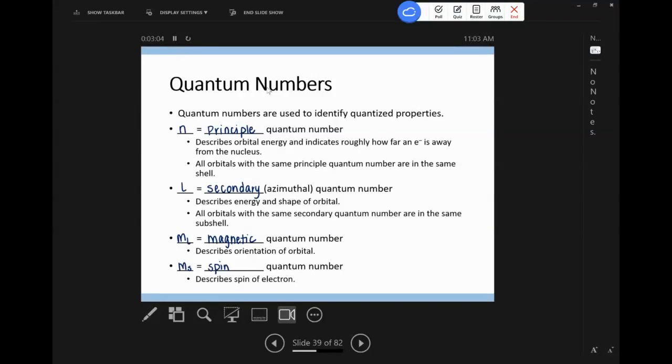l, which is our secondary quantum number, gives us information about the shape of the orbital. That also tells us information about energy. If l is equal to 0, that is an s orbital, which is a spherical shape. If l is 1, that is a p orbital, which is a dumbbell shape. If it's 2, it's a d orbital, which is a 4-leaf clover shape, or a dumbbell with a ring. And then 3 is an f orbital. We're not going to talk about the shapes of f orbitals. It gets more complicated than we need to in Gen Chem 1.